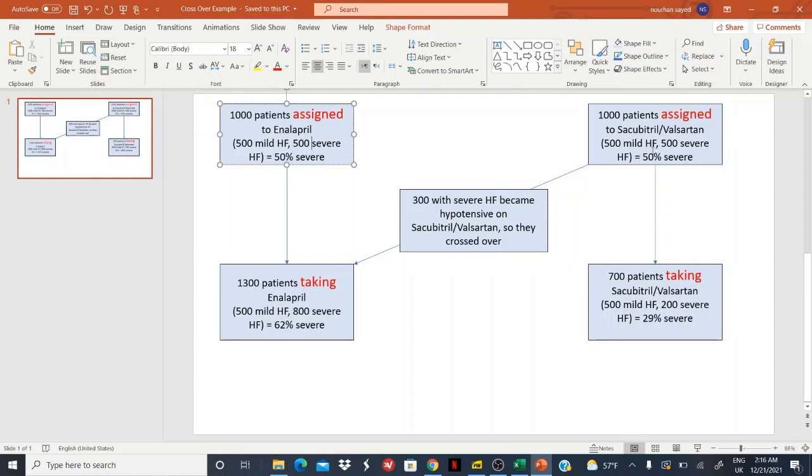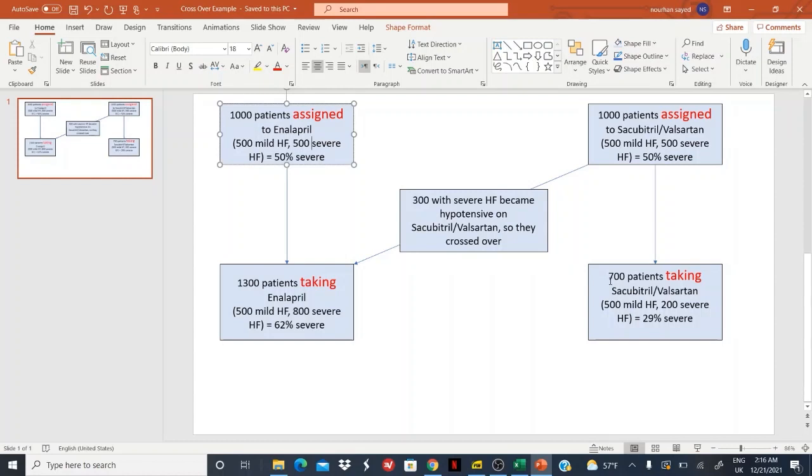the ones with severe heart failure, they start to experience severe hypertension, right? Because sacubitril valsartan more often causes hypertension than enalapril. Well, what's going to happen is that these 300 patients who experience hypertension in the sacubitril valsartan arm, they might cross over to the enalapril arm. So that now you have 1,300 patients in the enalapril arm. So these are the number of patients actually taking enalapril, right? And you'd only have 700 patients in the sacubitril valsartan arm.